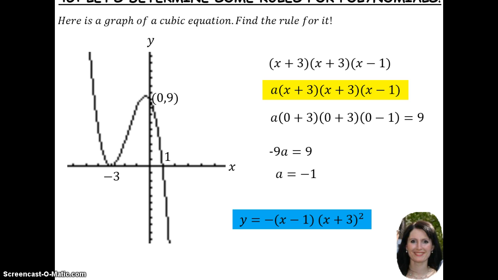So when you're going to touch the axes, and it just touches the axes and then goes up again or down, it means that we've got it squared, all right? It doesn't cut through. It doesn't go through the x-axis, it just touches it there. That's it. That's how we determine rules for our polynomial functions.